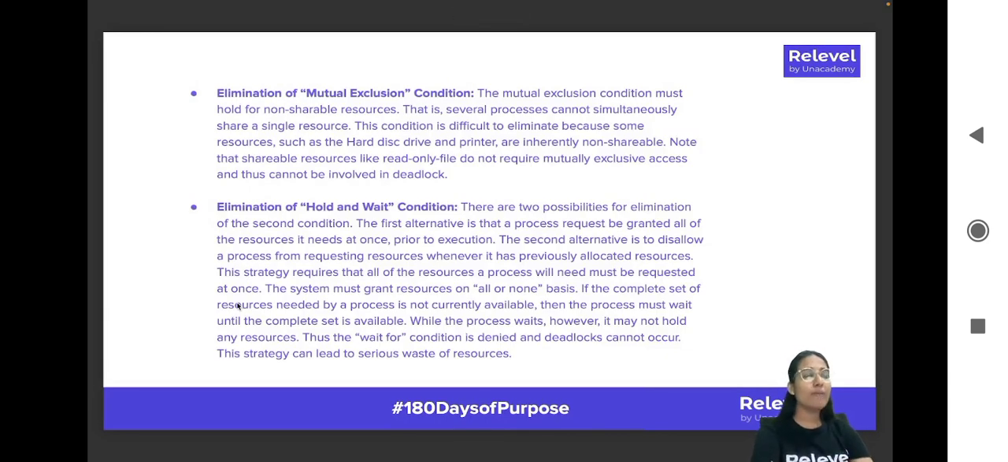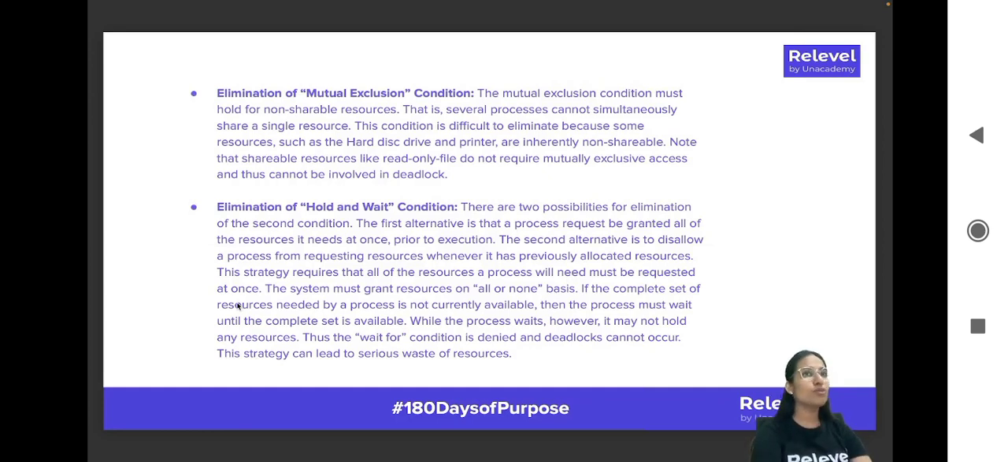First, how do we make sure that a system can eliminate the mutual exclusion condition? The mutual exclusion condition says it must hold for non-shareable resources. So this kind of condition happens for non-shareable resources or for a resource which has one instance. That is, several processes cannot simultaneously share a single resource. If a resource has a single instance, multiple processes cannot hold that resource.